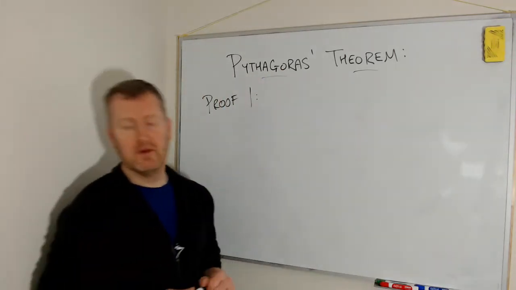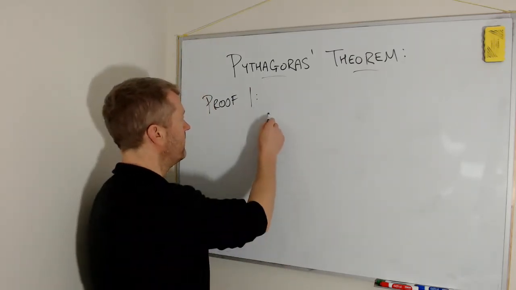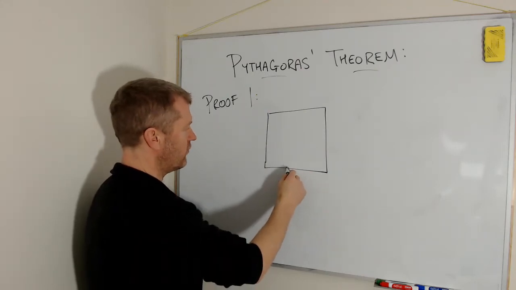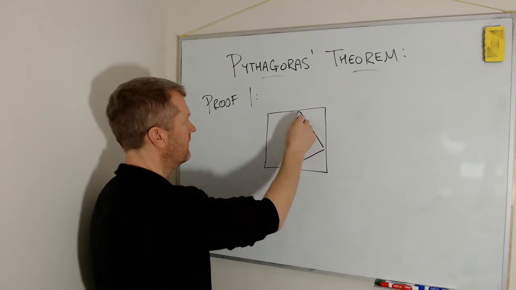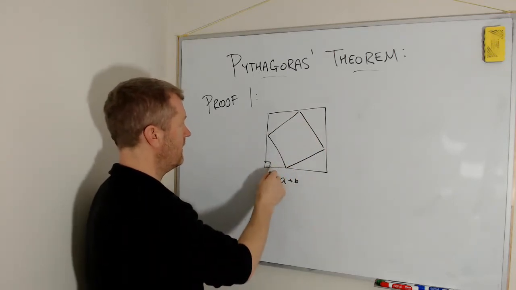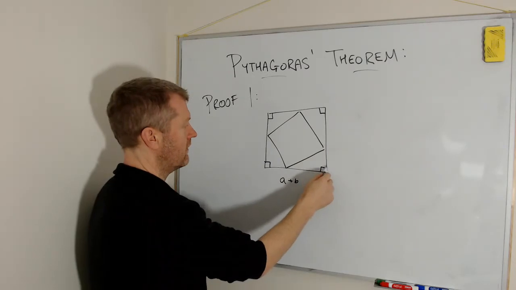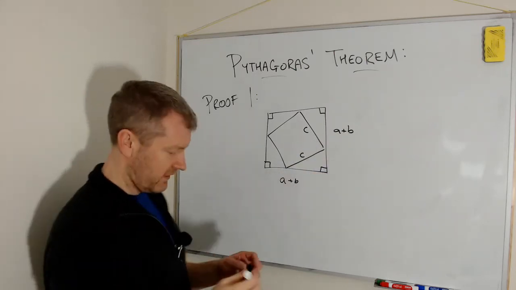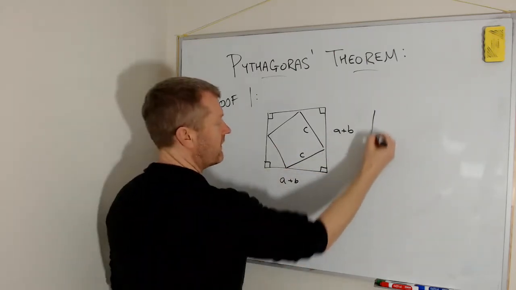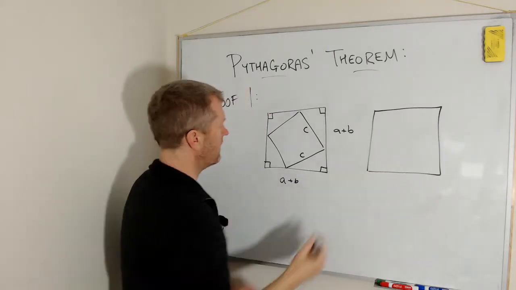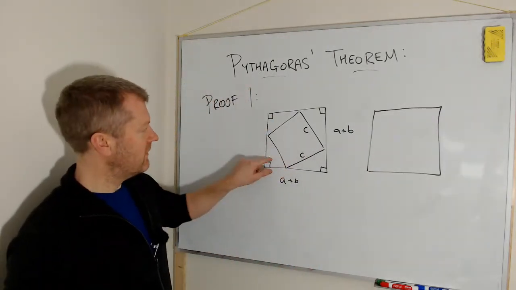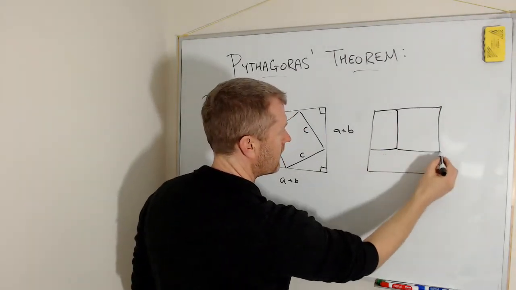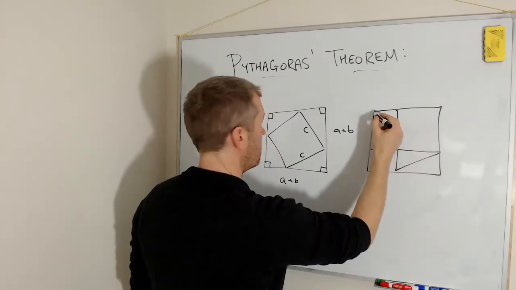Okay, so proof 1, we're going to look at a square with length a plus b, and we're going to draw within it 4 versions of our triangle. So this is c and c and a plus b. And what we're going to do is draw the same square again, but move the triangles around. We're going to bring this one down next to this one up to the corner, and this one across. Okay, like this. Which way around? That way.